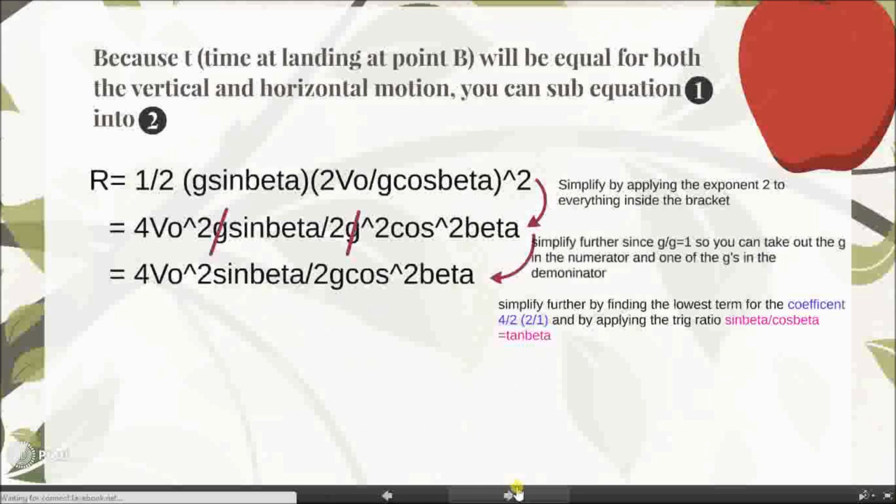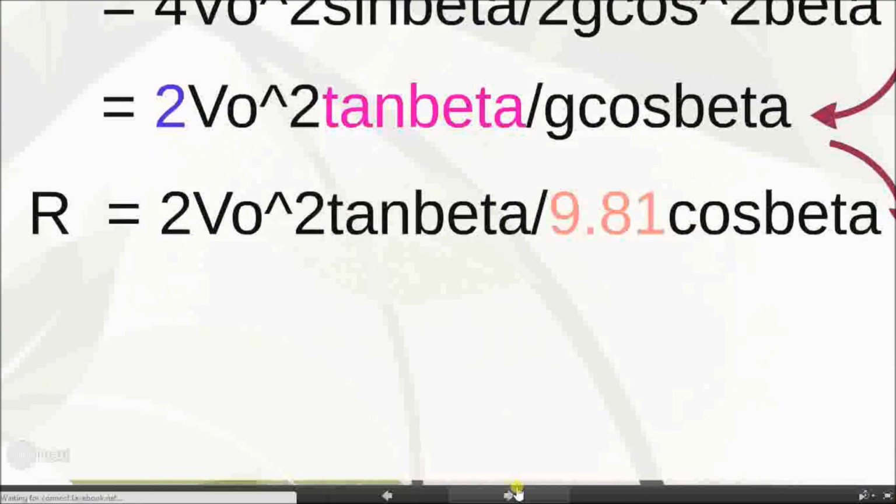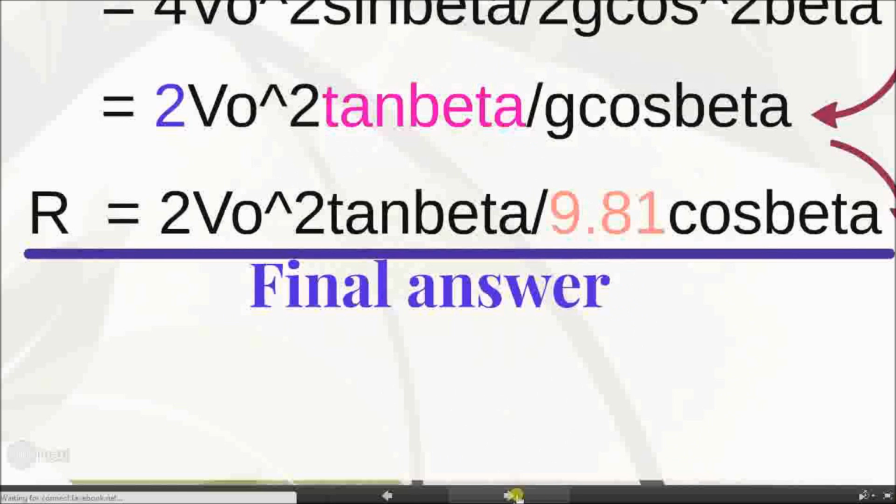Simplify further by finding the lowest term for the coefficient 4 over 2, which is 2 over 1, and by applying the trig ratio sine beta over cos beta equals tan beta. This will give you R equals 2 v0 squared tan beta over g cos beta. Since g equals 9.81, this will give you the equation R equals 2 v0 squared tan beta over 9.81 cos beta. This is your final answer.